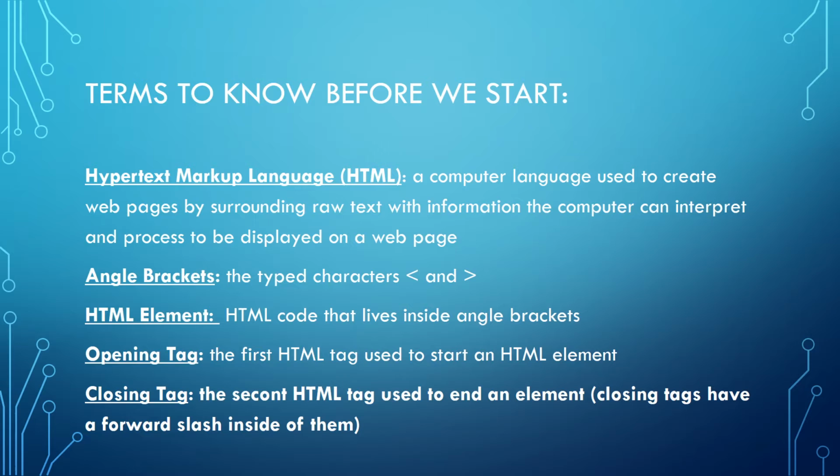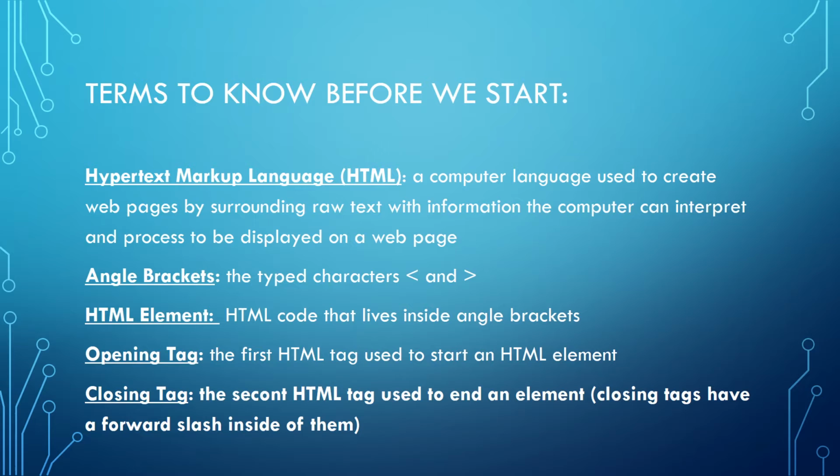Each piece of information will be set between angled brackets using the left and right arrows, and all of these are called HTML elements. These are HTML code that live inside the angle brackets, and this is the information that the computer is processing into a website.